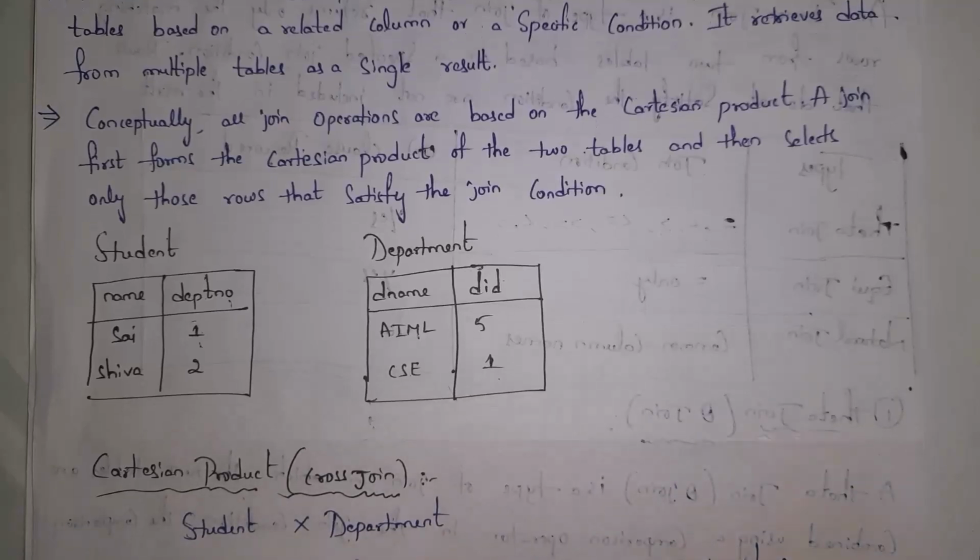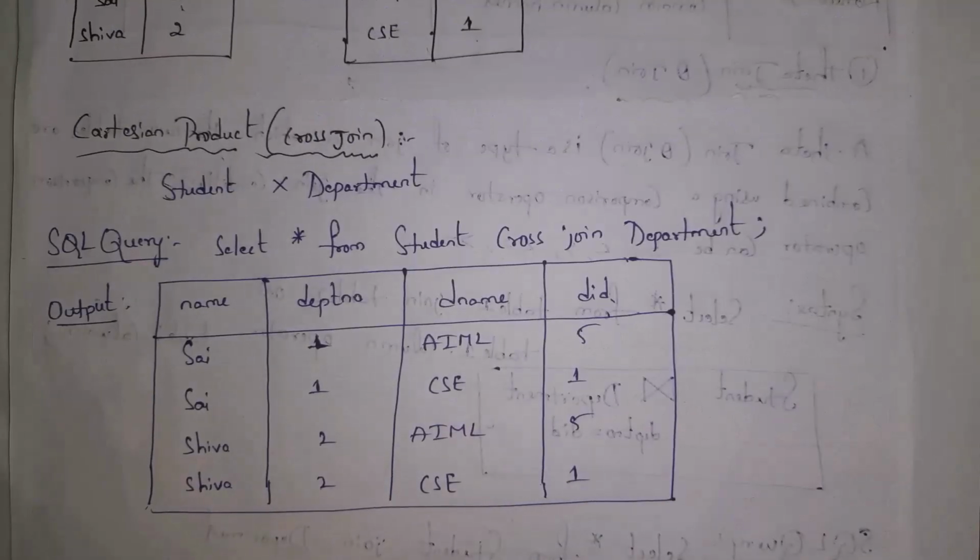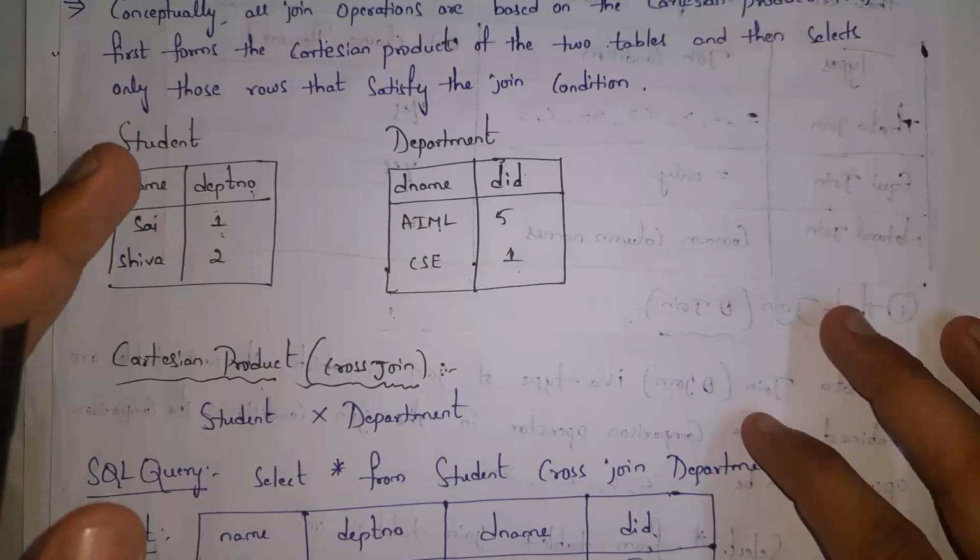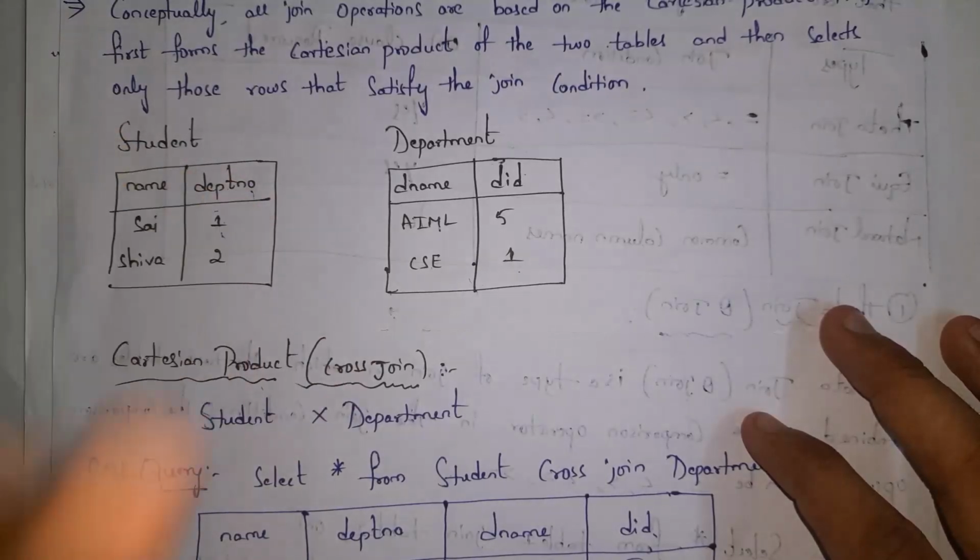So at first I will explain what the Cartesian product is. We also call the Cartesian product a cross join, and we represent the Cartesian product with a small x symbol. So if you want to perform any join operation, at first the Cartesian product is applied on two tables. For example, I want to apply the Cartesian product on these two tables, that is, the student table and the department table.